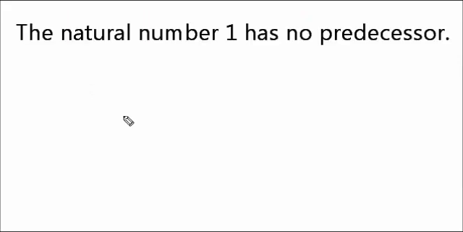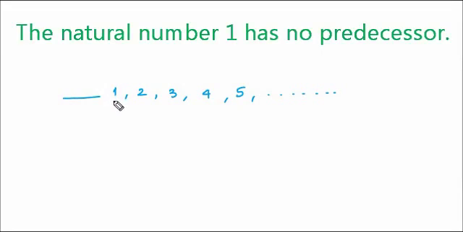The natural number 1 has no predecessor. So what are the natural numbers? So what is the predecessor of 5? It is 4. What is the predecessor of 4? 3. What is the predecessor of 3? 2. What is the predecessor of 2? 1. What is the predecessor of 1? There is no number here. For natural numbers, there is no number to the left of 1. And hence, the natural number 1 has no predecessor is a true statement.